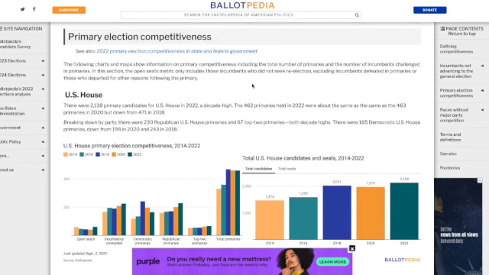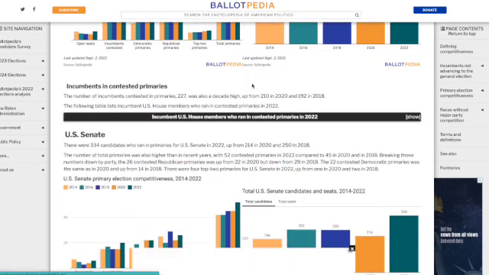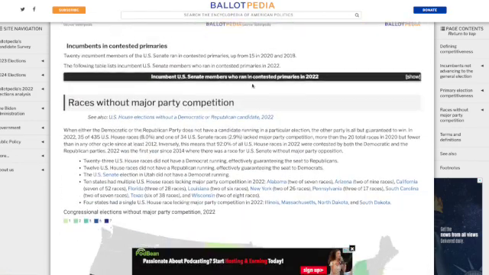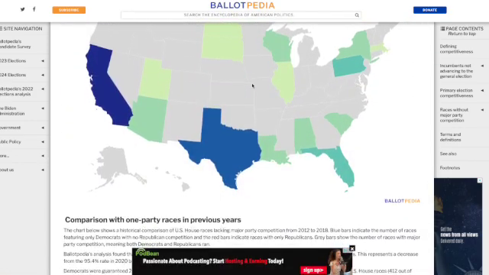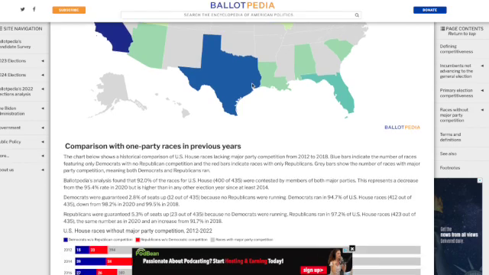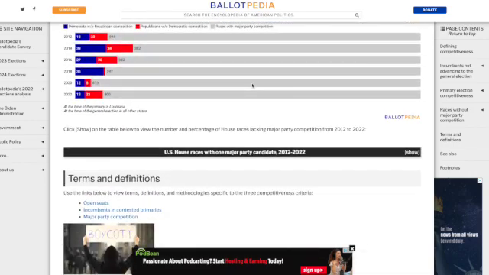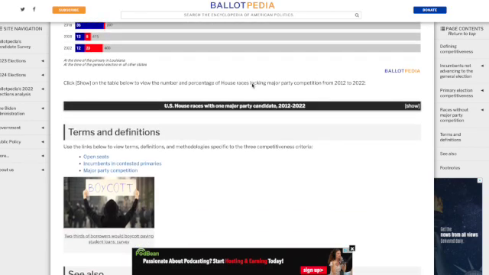So it'll also go into how competitive different primaries could be. And one thing that's really awesome about Ballotpedia is that it is very transparent in its methodology and how it comes to these conclusions. So you can always go down to the bottom and it'll tell you how they found this information and why they feel that they're coming to this conclusion.